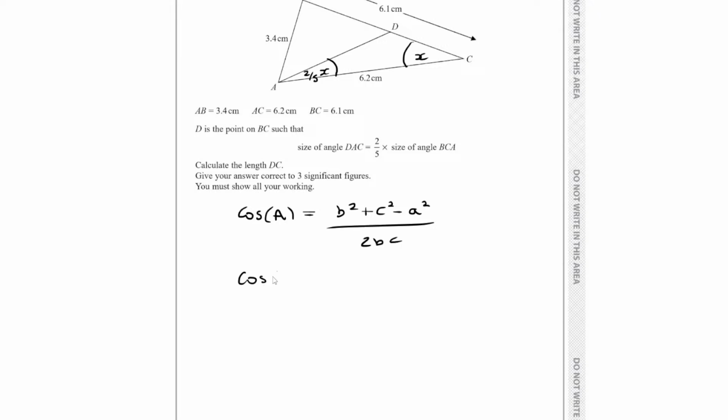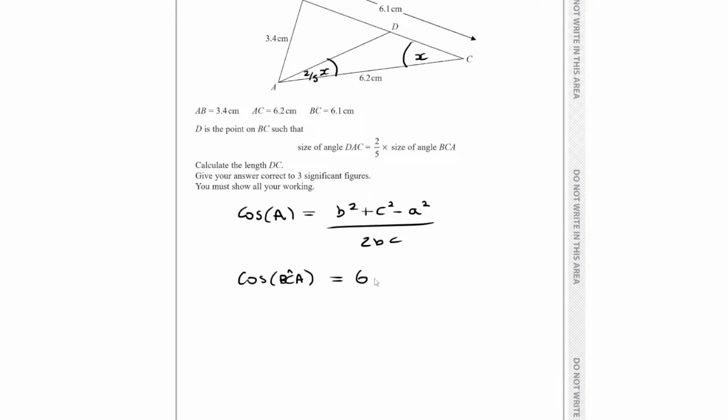The angle we want is BCA. So if you need to, you can always change it and go, right, let me call that A, for example, and change them. It's up to you. Depends how confident you feel with, as long as you sub in the correct numbers. B and C are always the sides that surround that angle.